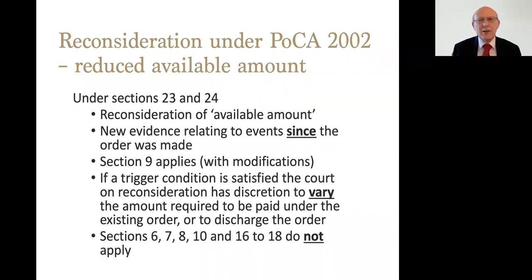And in this case, we're not using the machinery of section 6. So sections 6, 7, 8, and 10 do not apply. Section 9, of course, does, because that deals with the calculation of available amount, and that's what we're looking at. And equally, under sections 23 and 24, sections 16 to 18, about statements to be made to the court by the defendant and the prosecutor, they don't apply either in those cases.